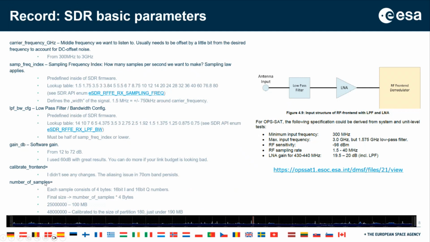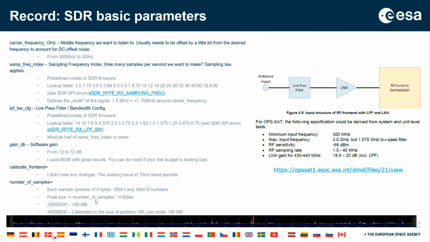And the third and actually the last setting I wanted to cover is the number of samples. In the current version of the experiment, you don't really need to change this parameter because I have calibrated it to the current size of the partition. Before it used to be 25 million samples to achieve a 100 megabyte recording in the set memory, but now the partition is almost 200 megabytes, around 190 megabytes, and I calibrated it to 48 million, which in turn corresponds to about a minute of the recording.